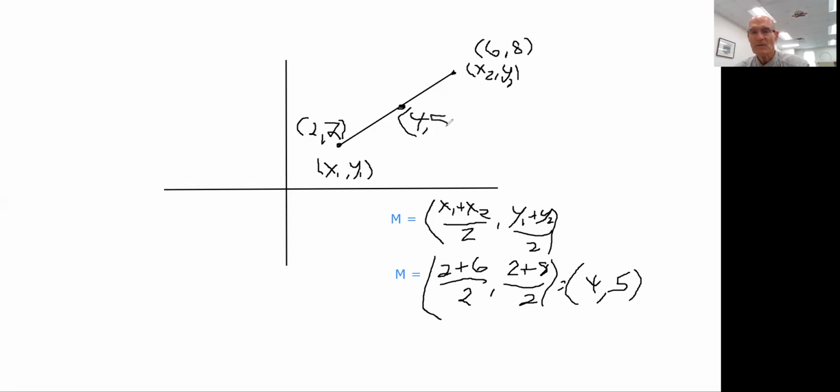Now, if you notice here, when you get an answer, you can tell that it's in the middle. Notice your x coordinates here. You go from 2 to 4, which is 2, and you go from 4 to 6, which is 2, so you're going the same distance each way. You're going from 2 to 5, which is 3, and you're going from 5 to 8, which is 3. So that's a good test to see if you got the correct midpoints.